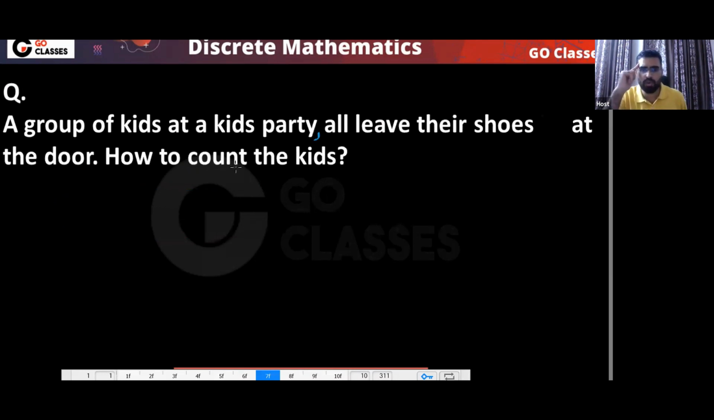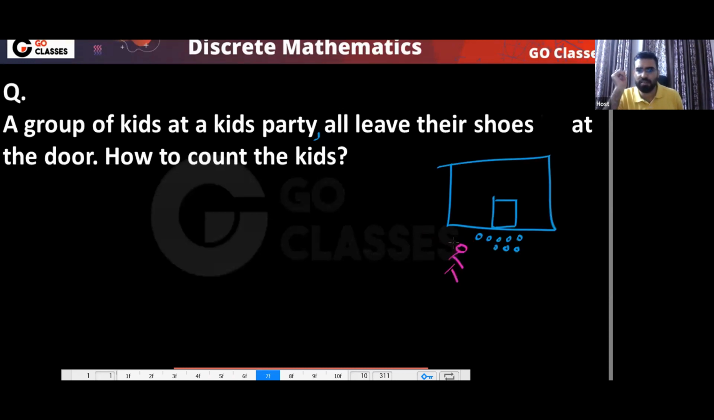Remember one thing you notice in this question: this is our problem, how to count the kids. Let's assume there is a party going on and this is the door, and some shoes are here. Now assume you are standing here, thinking how to count the kids. So this problem is very hard, yes or no? You cannot see how many kids are there in this party. So this problem is very hard.